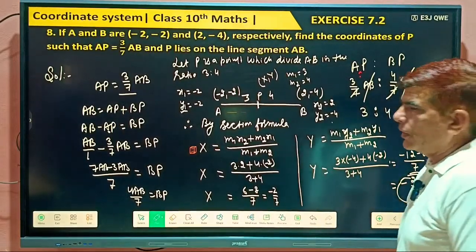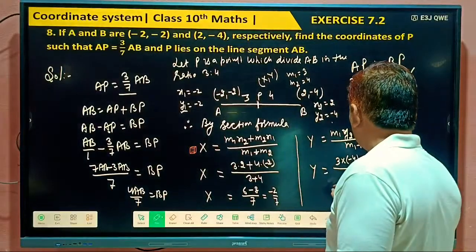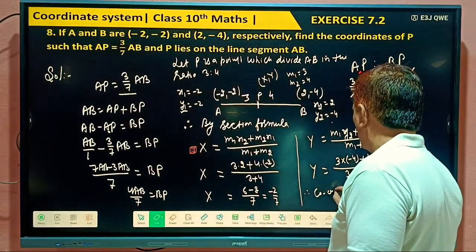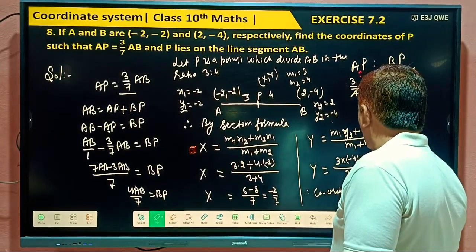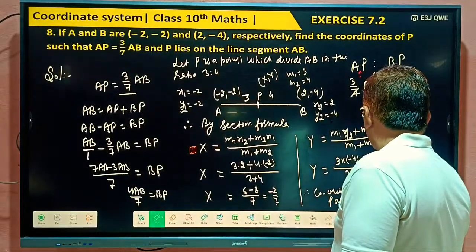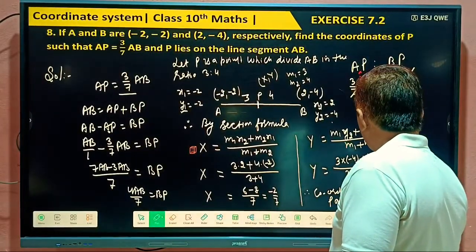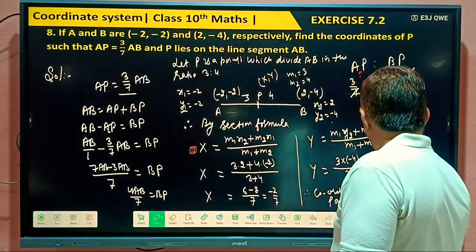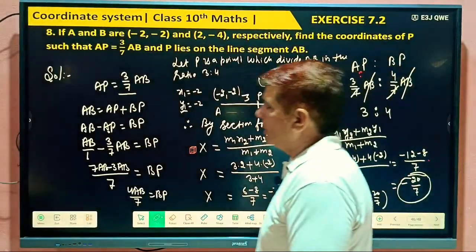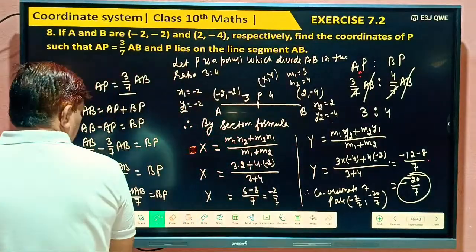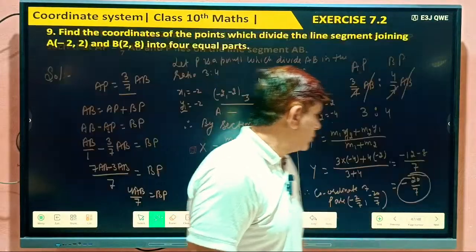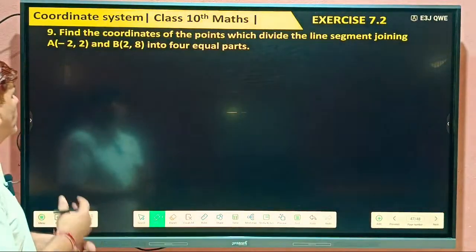So what's the value of x and y? Therefore, the coordinates of P are minus 2 by 7, minus 20 by 7. This is the answer. So all are easy. We can say very easy if you know this completely.